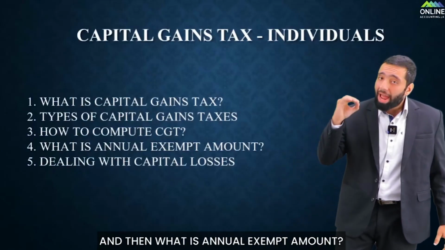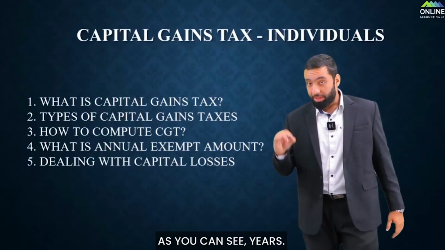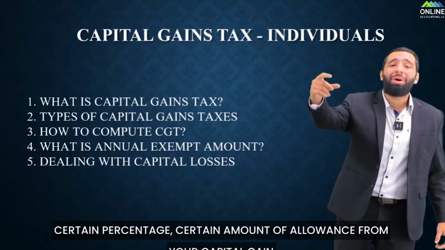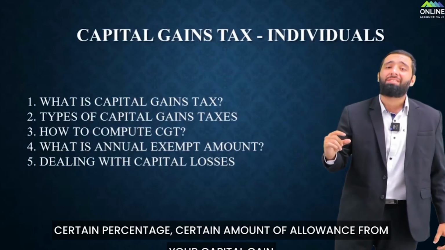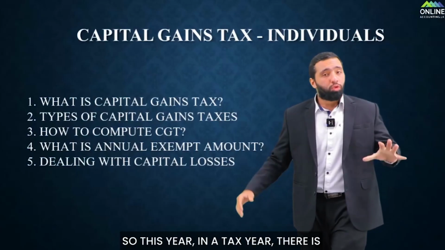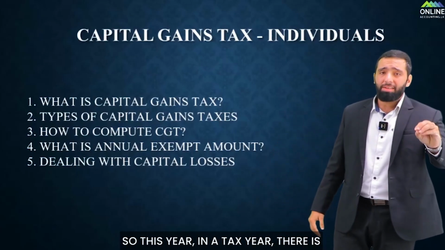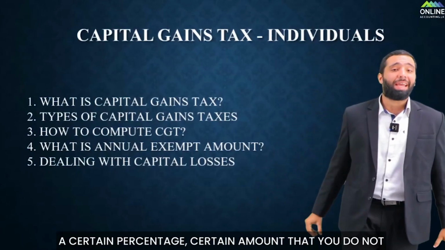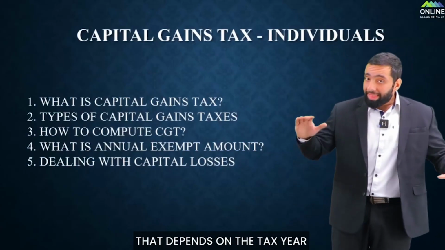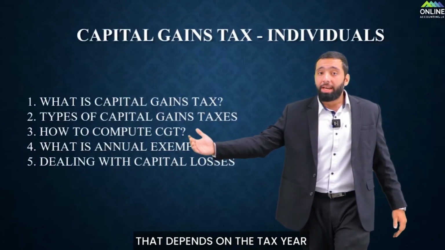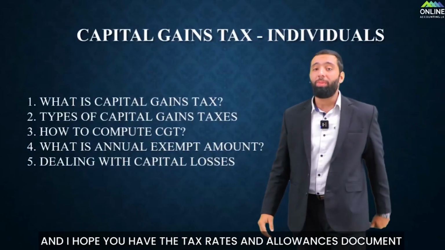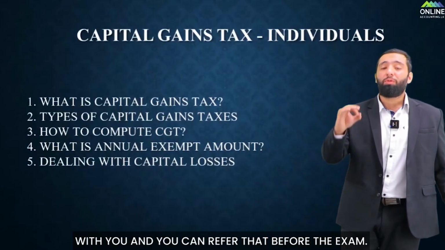And then what is the annual exempt amount? This is where the income tax department gives you a certain amount of allowance from your capital gain in a tax year. So in a tax year, there is a certain amount on which you do not need to pay taxes on your capital gain. That depends on the tax year and it keeps changing frequently, and I hope you have the tax rates and allowances document with you so you can refer to it before the exam.